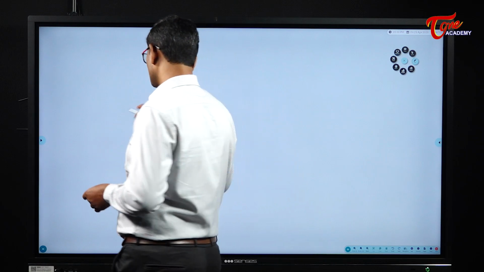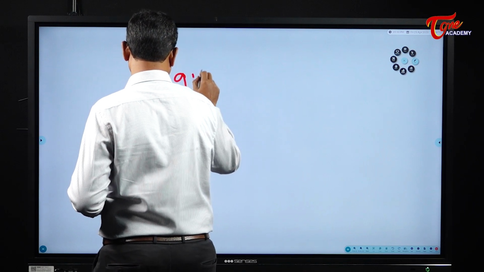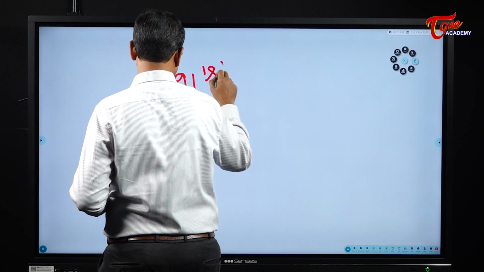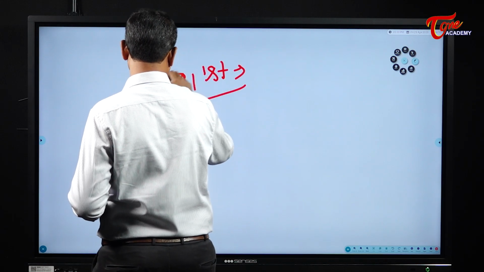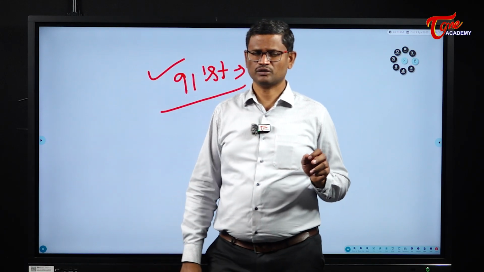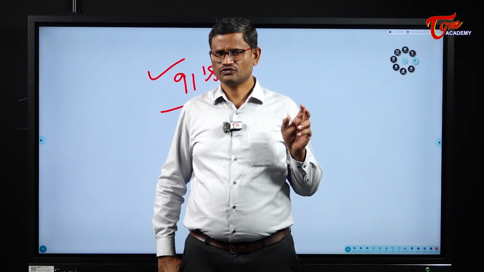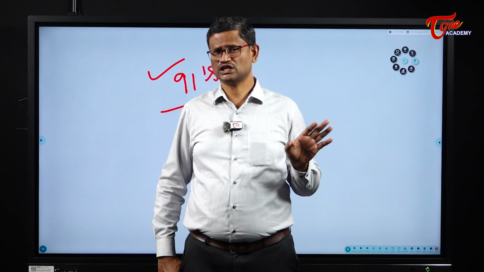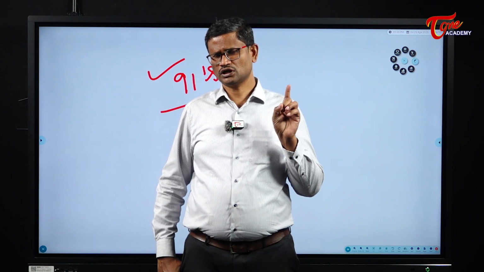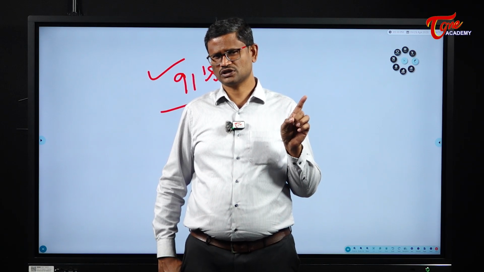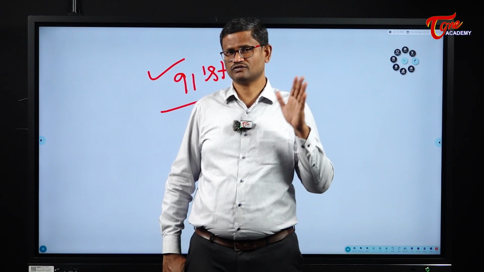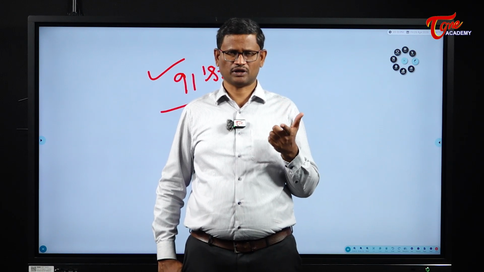Then the 91st Amendment of the Indian Constitution, done in 2003, has fixed the strength of the Council of Ministers. The total strength of the Council of Ministers cannot exceed 15% of the Lok Sabha, including the Prime Minister.